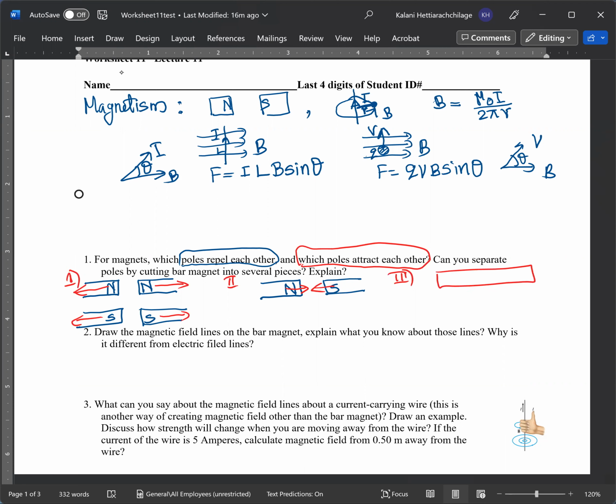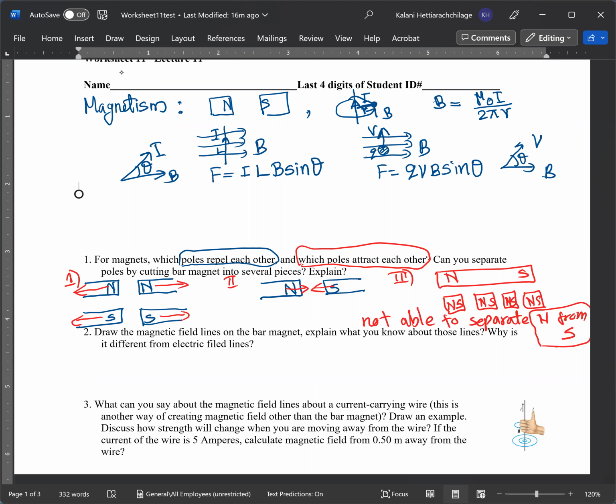If you have a magnet that has north and south and I cut it into pieces, each piece has north and south in it. What that means is you are not able to separate north from south. They always stay together. Yeah, because magnetic poles are not monopoles, they always sit together, no monopoles.